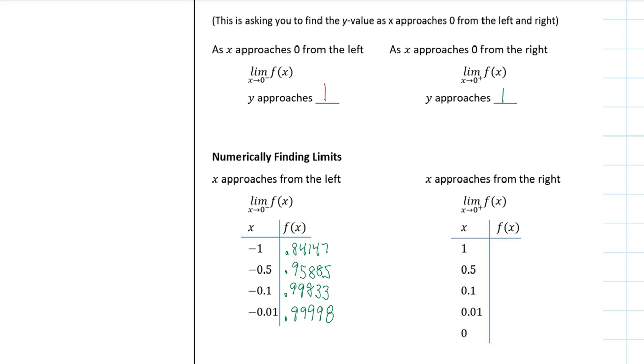You can see that. And then if we went to the other side and we did the same thing, we're going to get the same values. You saw the graph up above, 0.84147. Then we're going to get 0.95885. Then we're going to get 0.99833. Then we're going to get 0.99998, very close. And then we want to do 0 as well.